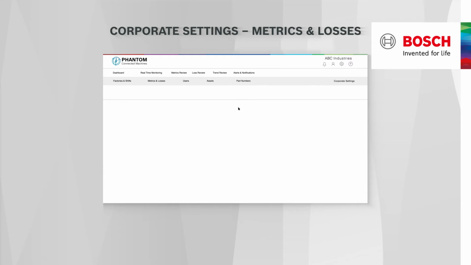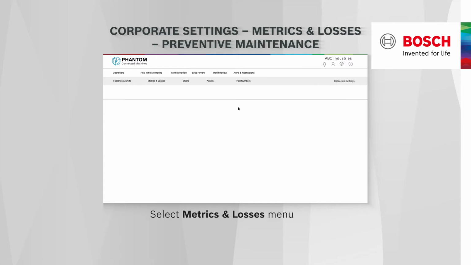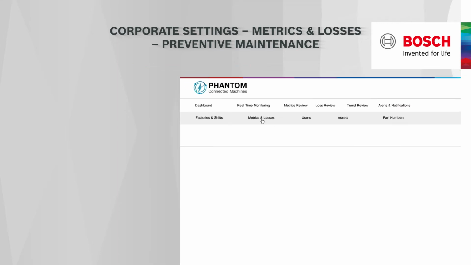Now let us have a look at the Metrics and Losses menu. It gives the option to set parameters and loss categories for preventive maintenance, small stop, and downtime reasons. Let us dive deep into preventive maintenance. Select Metrics and Losses menu. Select Preventive Maintenance from the drop-down menu.